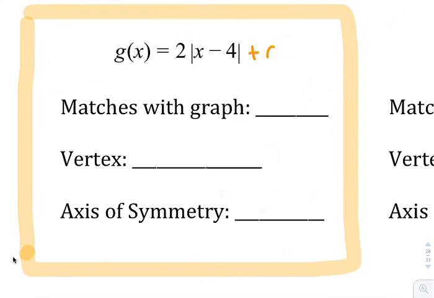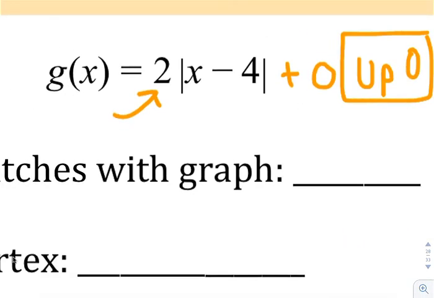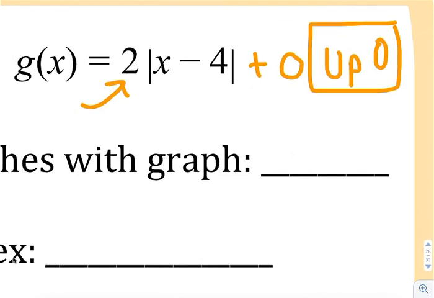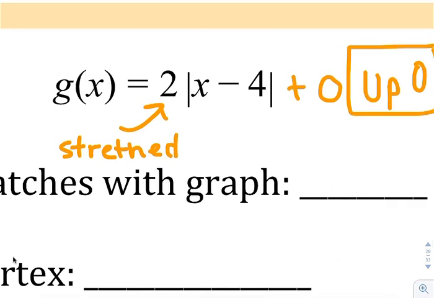If there is no k, we never write plus or minus 0, guys, but that is technically what the k value is. We're just not going to waste the time to write it. You still need to know, though, that it's 0. So what this is telling us is that this is not going up or down at all. So we're going to say that it's up 0. The 2 first tells us, because it's larger than 1, that it's stretched. Because it's positive, it opens up.